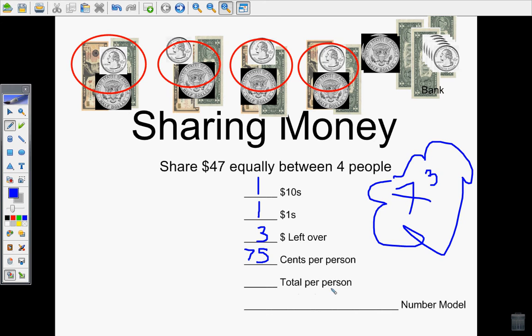Now when it says total per person, that's when I add up all the money in just one circle. So they have $10, $11, and 75 cents. For this number model, I want to know what equation you did in order to end up with $11.75. And what we did was $47 divided by 4 people, and we ended up with $11.75.